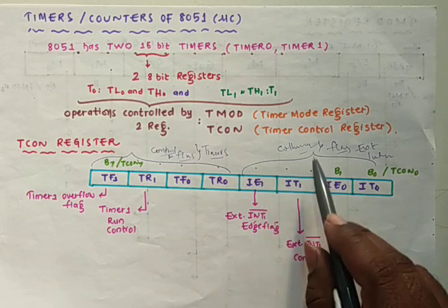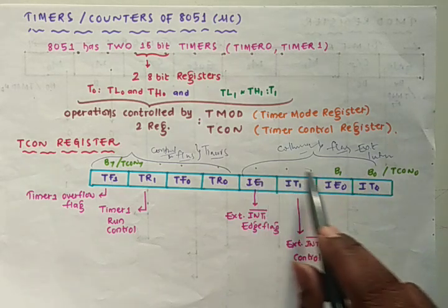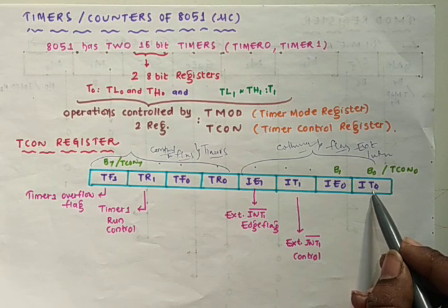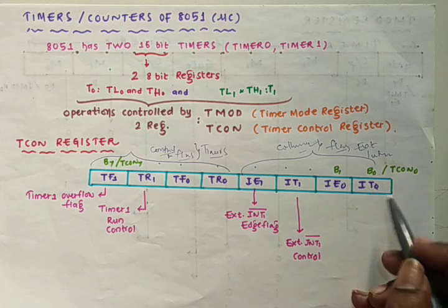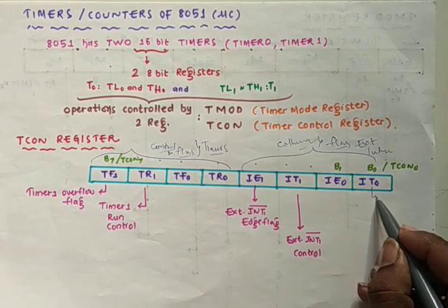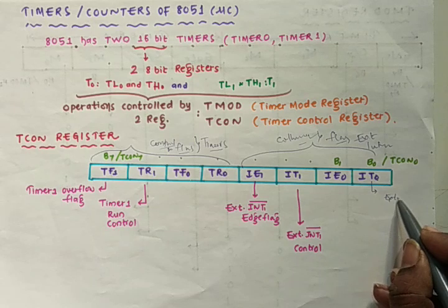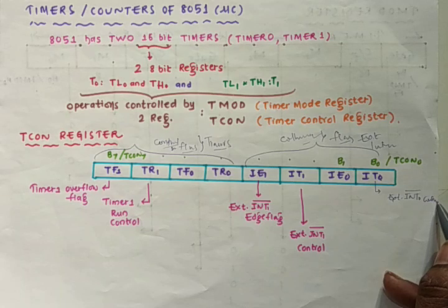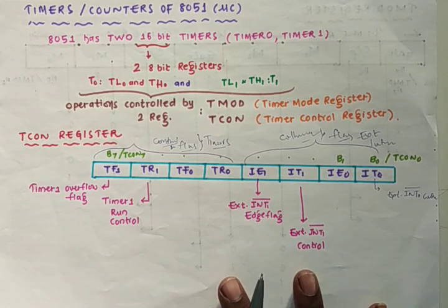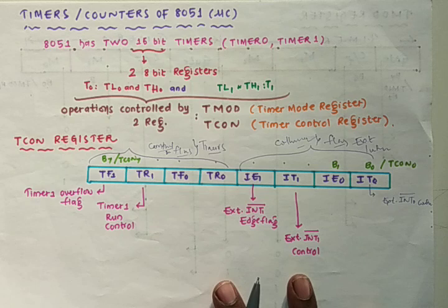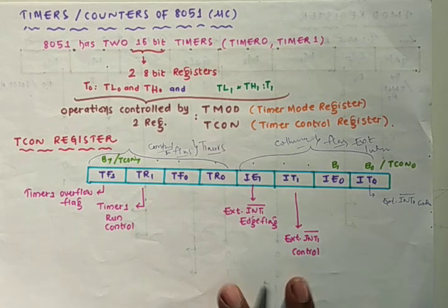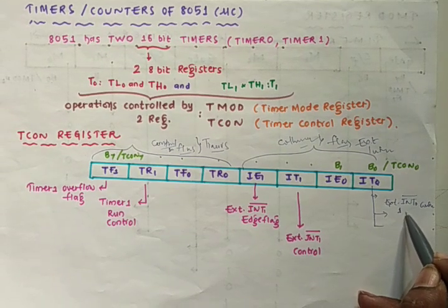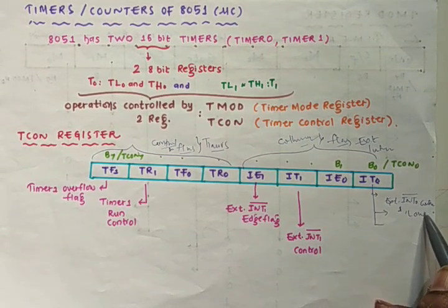These 4 bits are the control bits of the external interrupts. So this is external interrupt 0 control. We know that there are two interrupts, interrupt 0 and interrupt 1. Whenever this is programmed to 1, we can call it low level triggered.